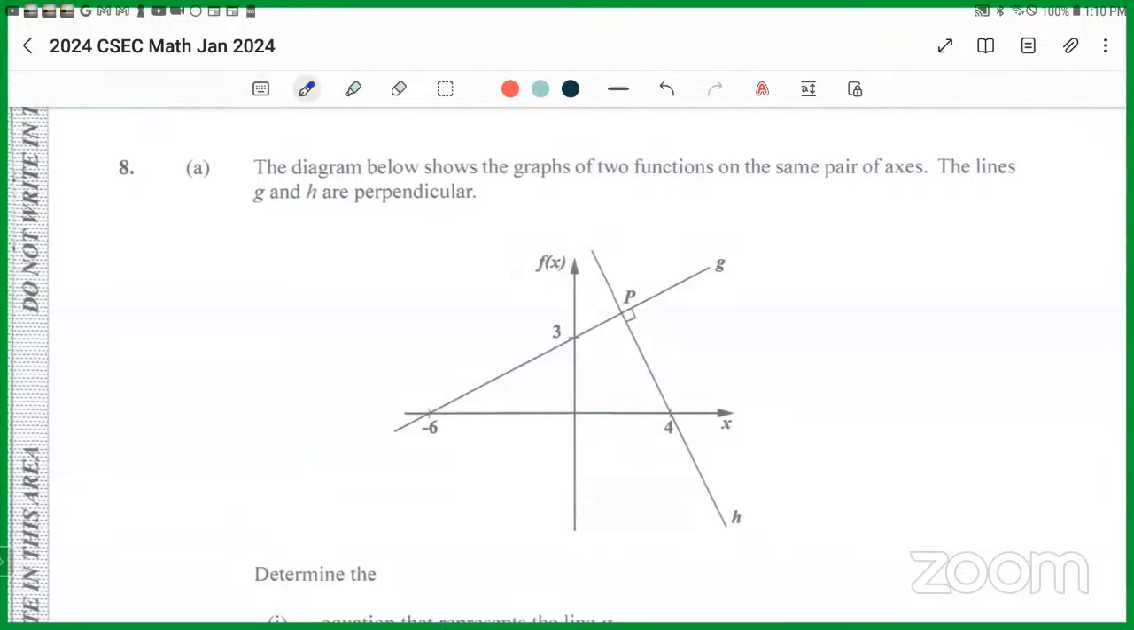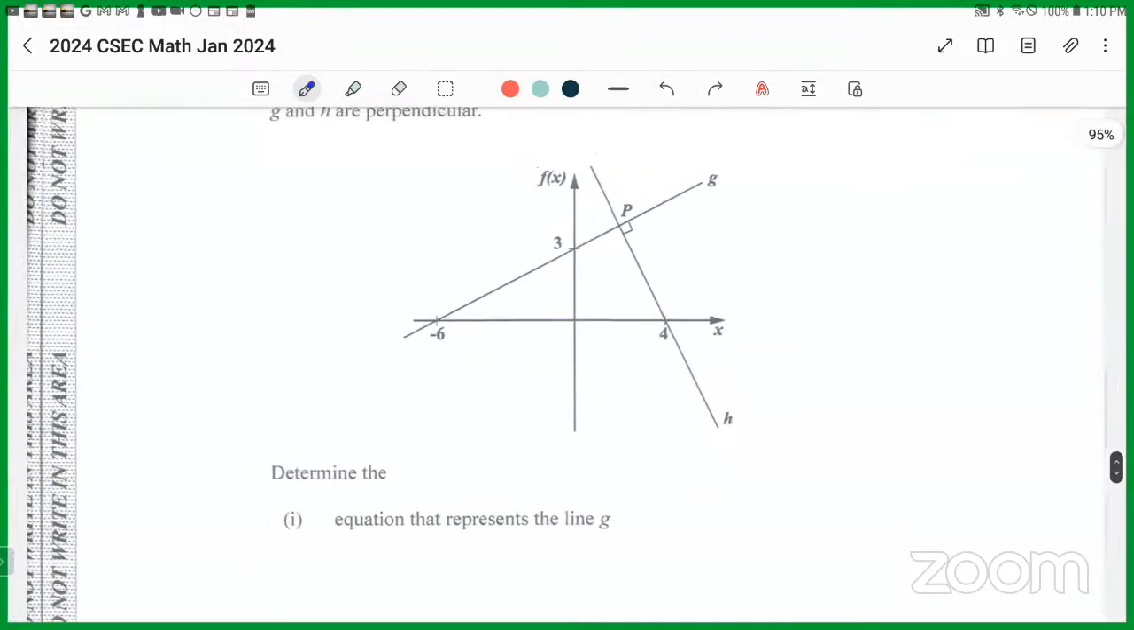So the diagram below shows the graph of 2 functions, 2 lines, right? On a pair of axes. The lines G and H are perpendicular. See, they're perpendicular. This is G and this is H. What do I want us to do? Determine the equation of G, this one. I need the gradient and the y-axis intercept.